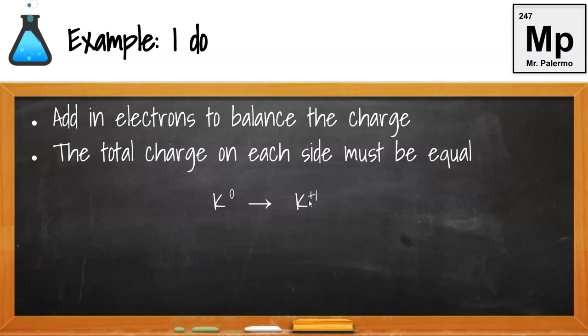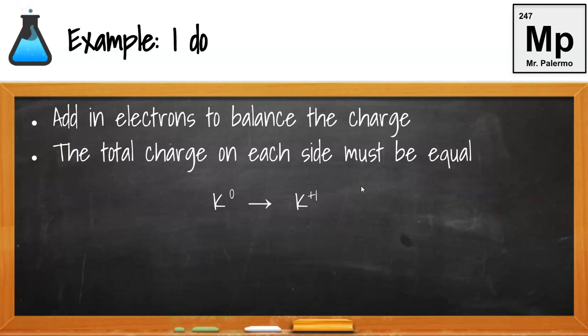How is that possible? Well, we're going to be losing negative charges, losing electrons. And using our LEO GER, loss of electrons is going to be oxidation. So now I know it's oxidation. A loss of electrons is going to be shown by having electrons on the right-hand side. So they're going to be on this side of the reaction.